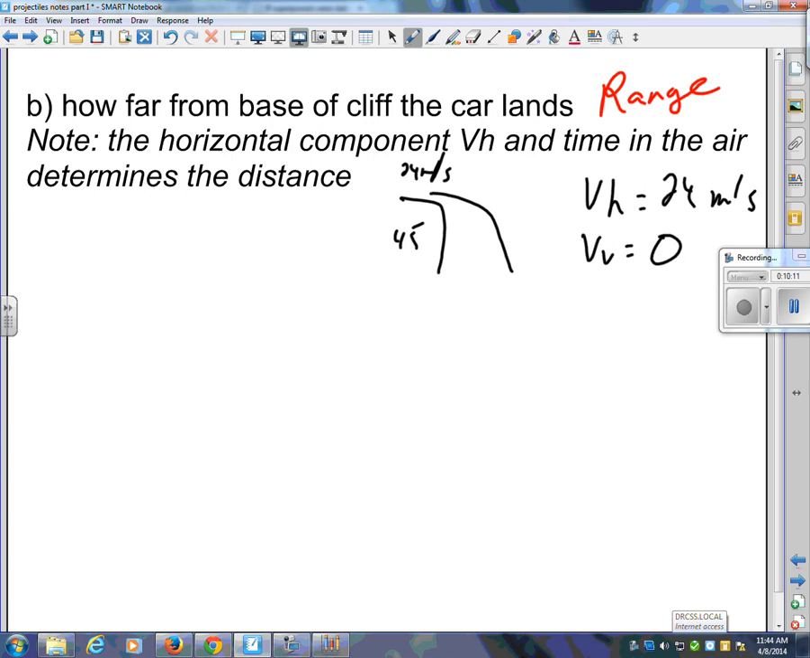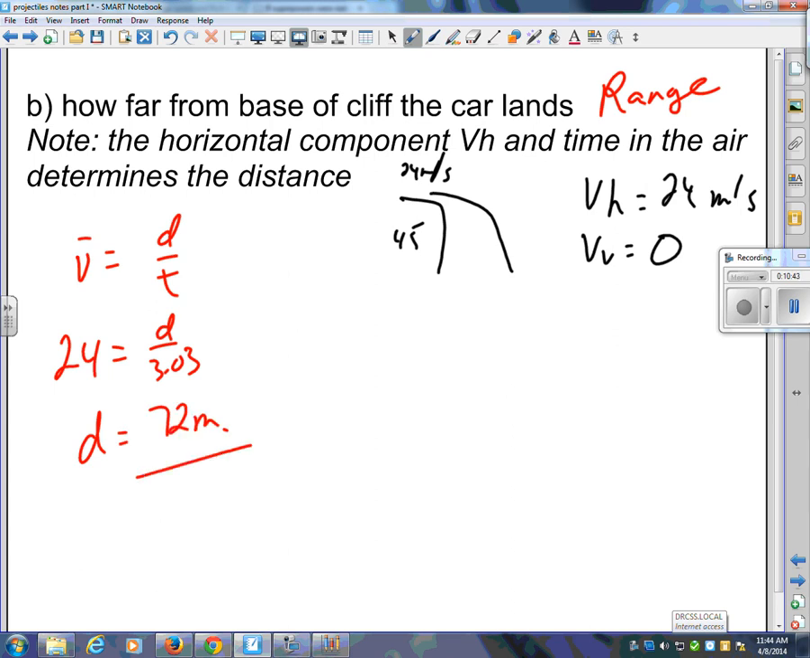Is there any acceleration here? No, we've already talked about that earlier. The horizontal acceleration is 0, so what formula from kinematics has no acceleration in it? There's only one. v-bar equals d over t. You learned it in grade 10, I think. Maybe even grade 9 or 8. Can I use this one? Yes, because the v_H remains constant. So it's simply 24 is equal to d over 3.03. I think it's 72 meters. I can do that in my head.